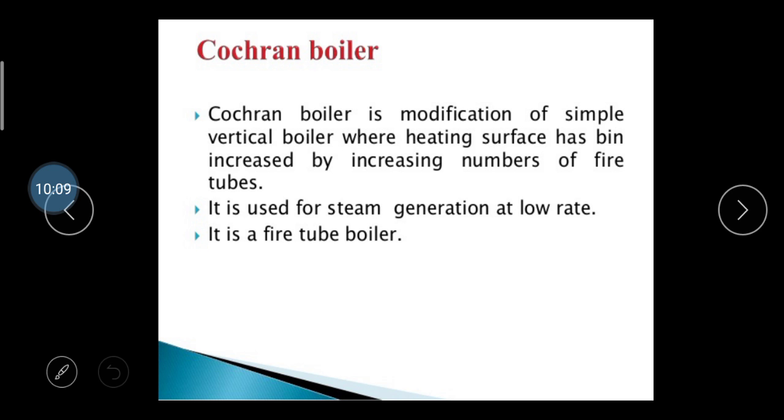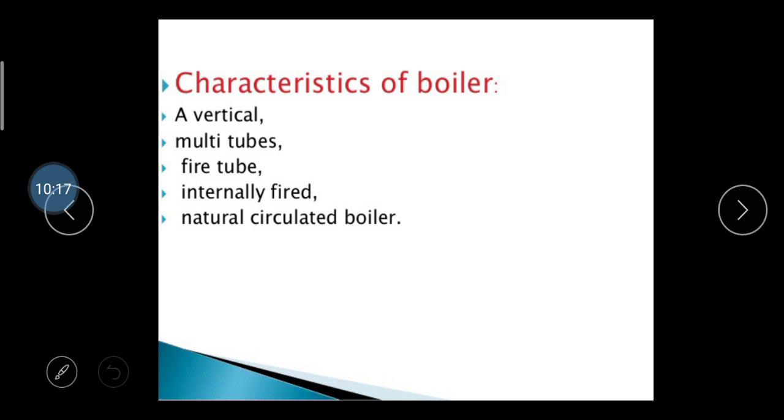Whenever you give any technical description, you have to first consider the introduction. Then, what are the characteristics of this boiler? First of all, it is vertical. It has multiple tubes, fire tubes, is internally fired, and is a natural circulation boiler.